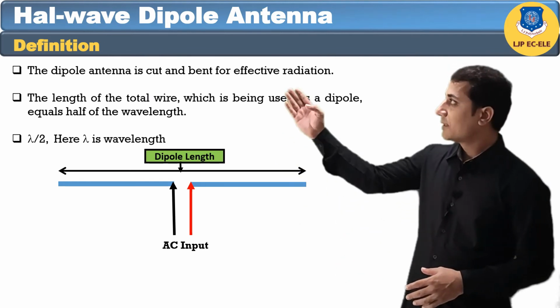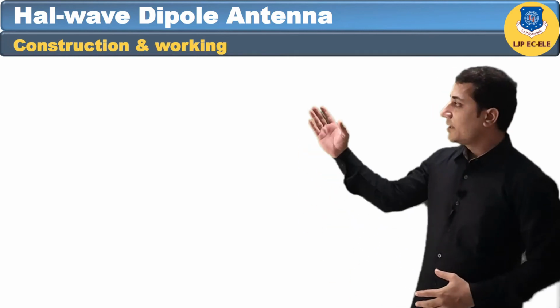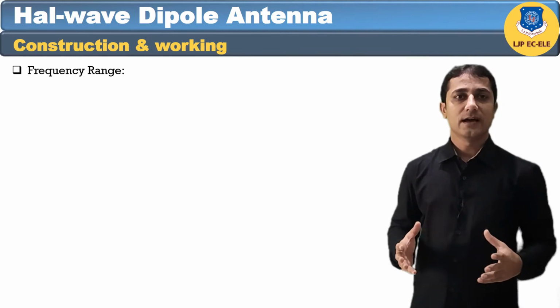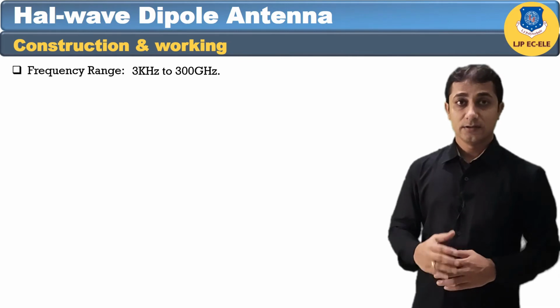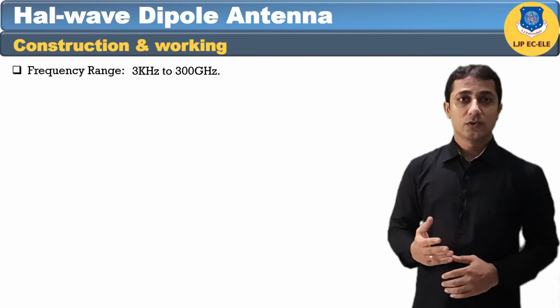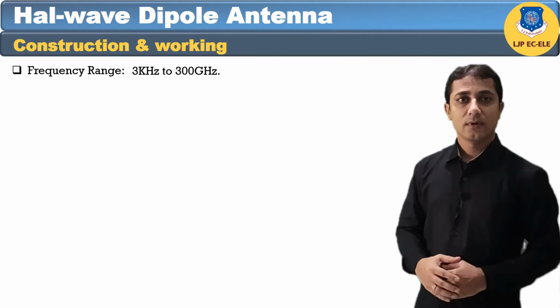Now, what is the frequency range of the half-wave dipole antenna? The range of frequency in which the half-wave dipole operates is around 3 kHz to 300 GHz. This is mostly used in radio receivers. It has a much larger bandwidth for operation.